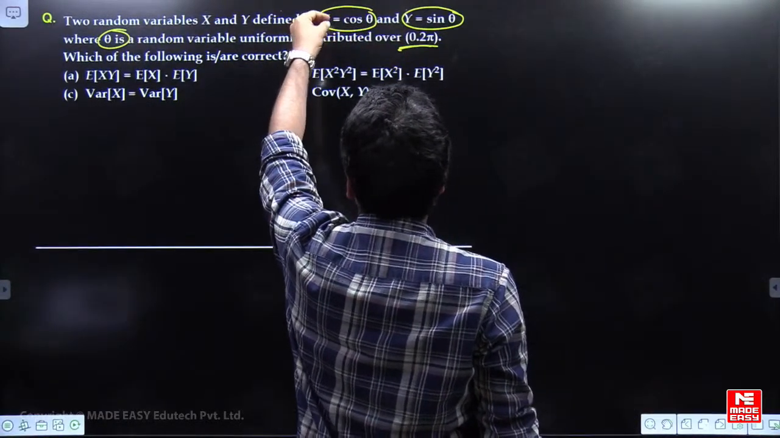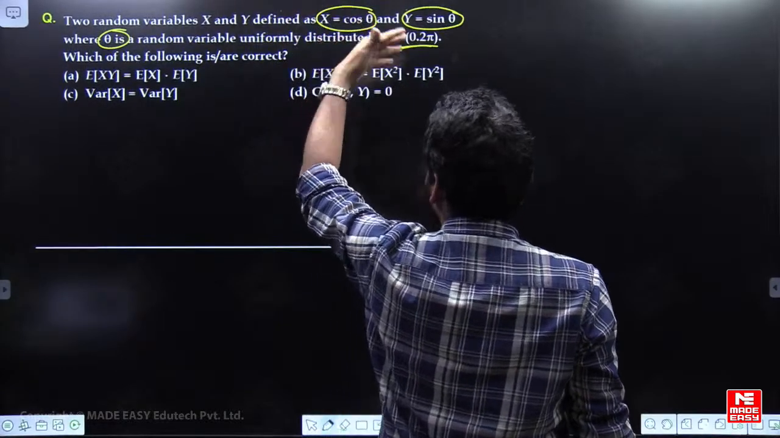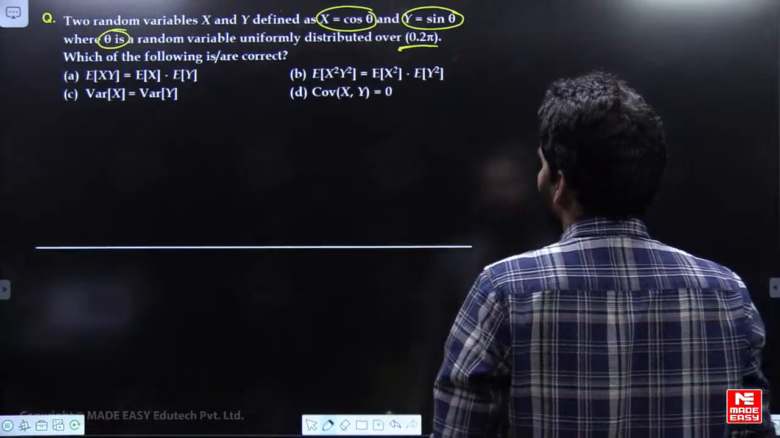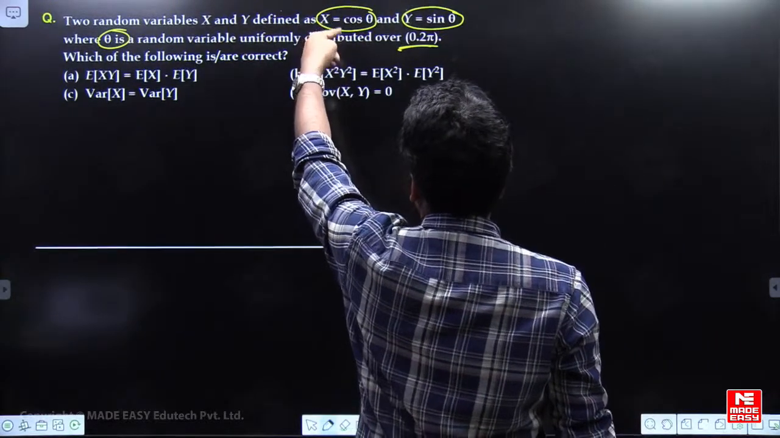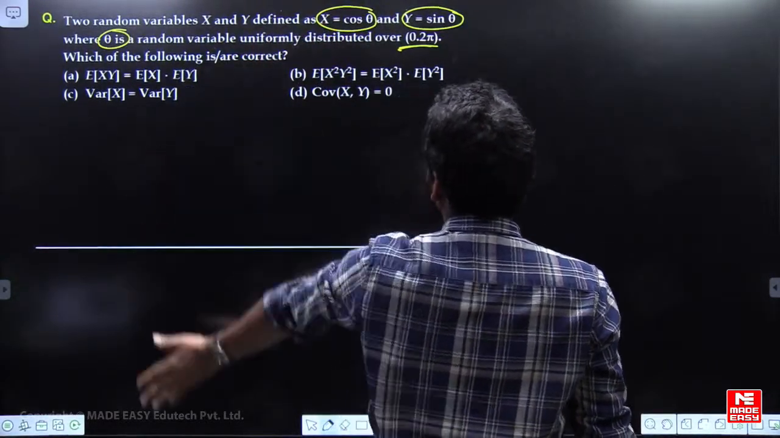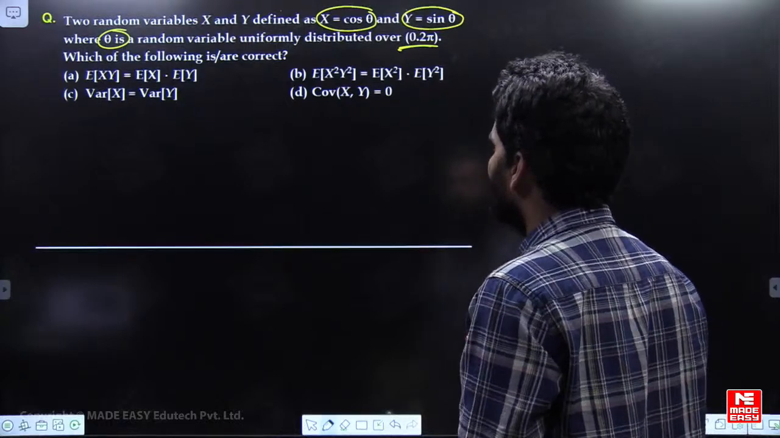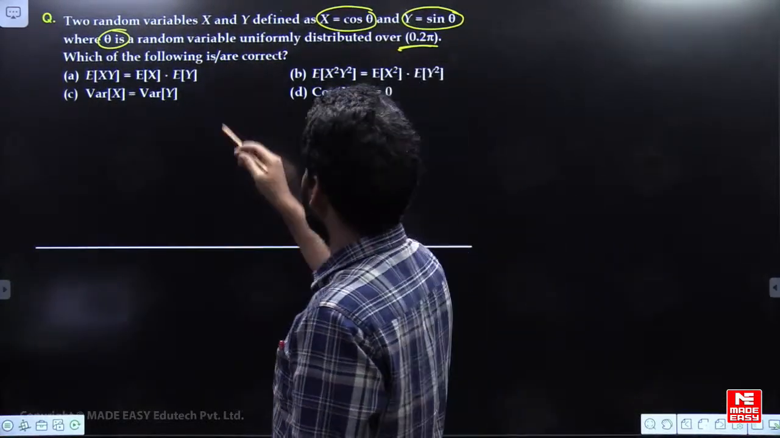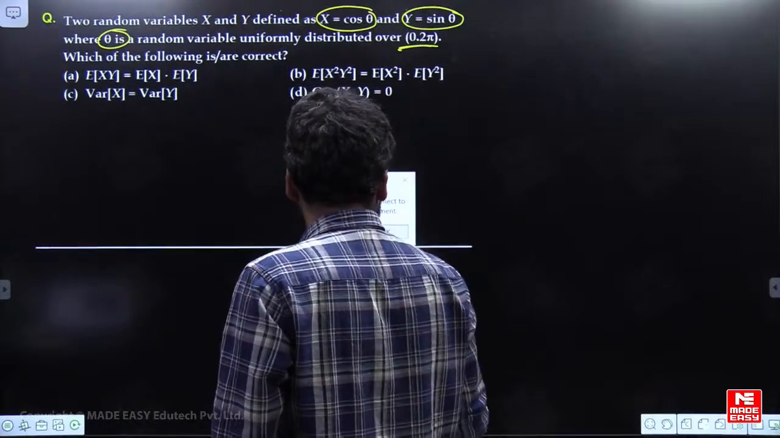Then x also can be any value in some specific range. So what does x value mean? That is undeterministic. X value undeterministic means x is a random variable. So x and y are random variables. Then which of the following is/are correct?